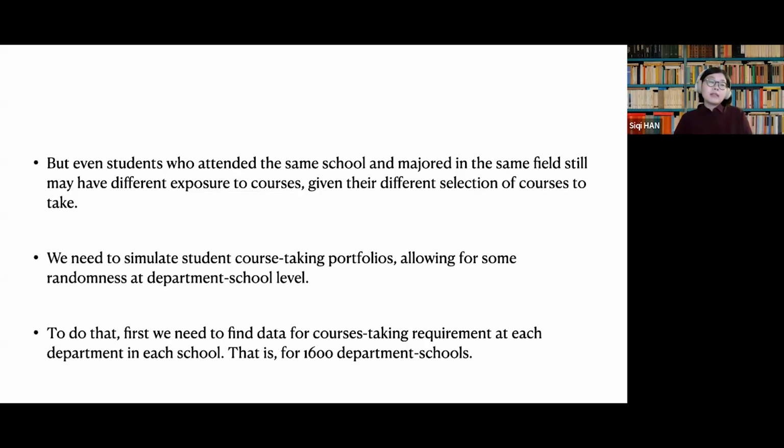So to do that, to simulate some randomness in their course taking experiences, we first need to know what courses they are required to take. So how many credits are in their major, how many credits are in their, for example, general education, how many credits are in their free electives, and so on. But it is very, very difficult to do it at large scale. So for our paper, we have to do it for 1,600 departments and schools. We need to look for their course taking requirements one by one, which is very difficult.